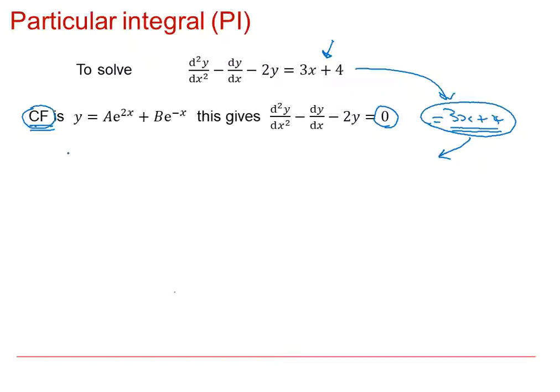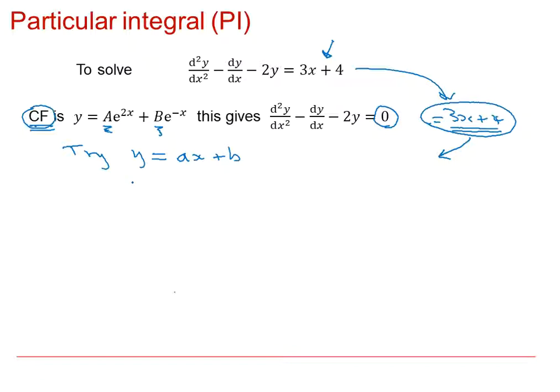So when we're looking for this particular integral, we write down a function which we are going to try, which should solve the non-homogeneous case. And this so-called trial function usually has the same form as the non-homogeneous case. So if the non-homogeneous side is 3x plus 4, I would try y equals little ax plus b. Notice we use lowercase letters because we've already used capital A's and B's.